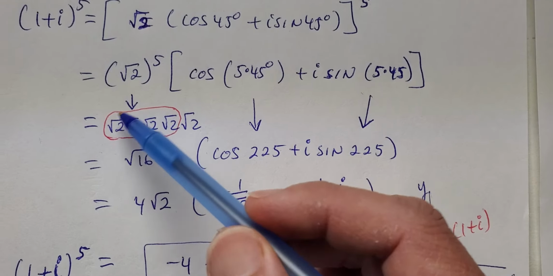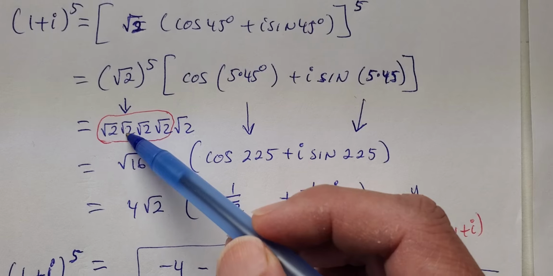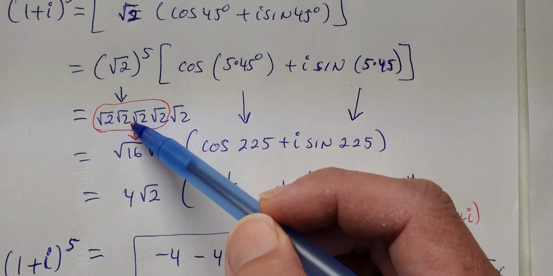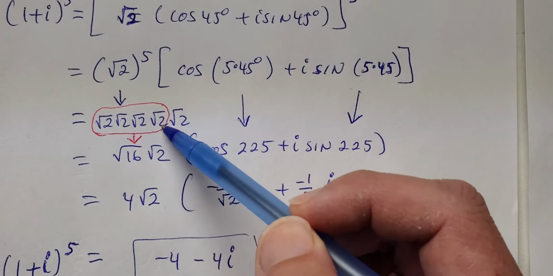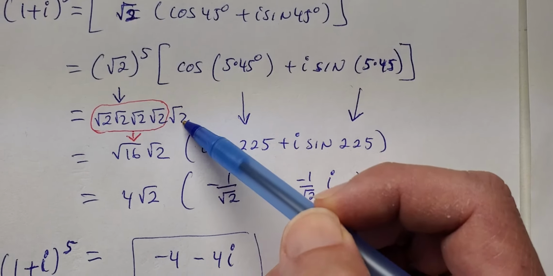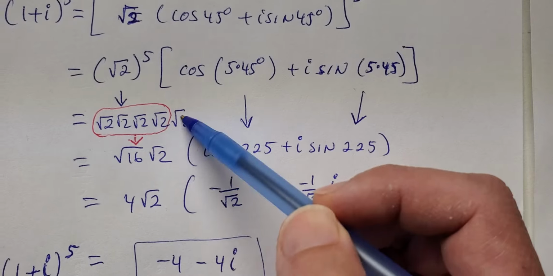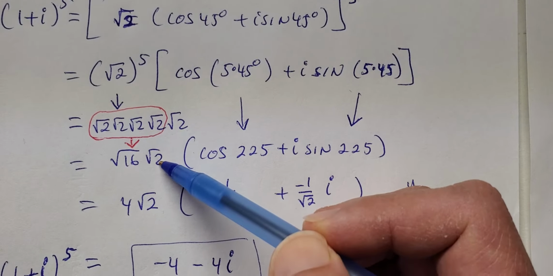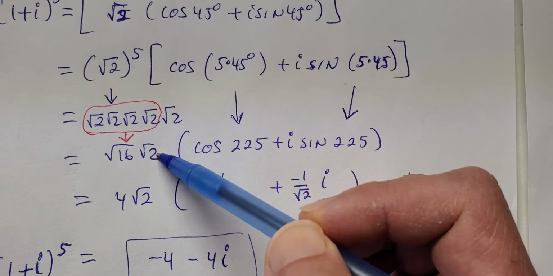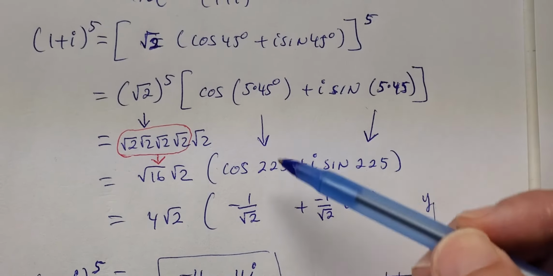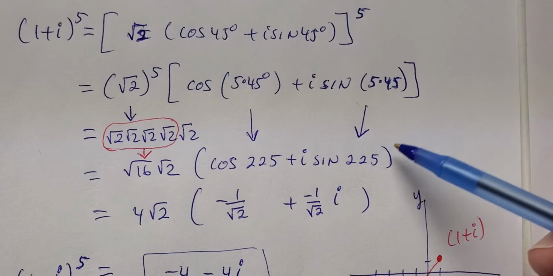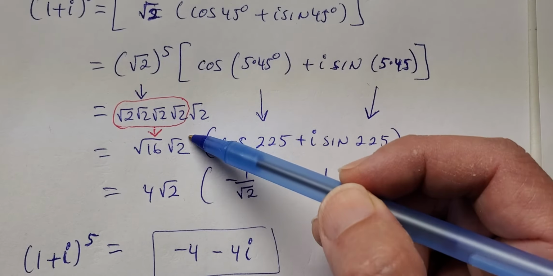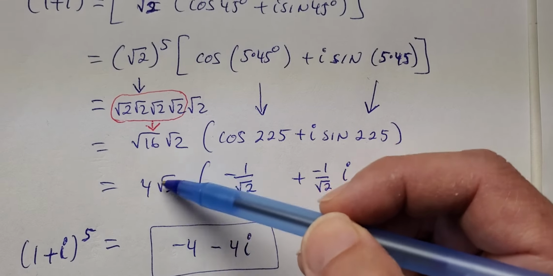However, we can simplify this. 2 times 2 times 2 times 2 gives me 16: 2 times 2 is 4, 4 times 2 is 8, 8 times 2 is 16. The square root of 2 is left over; this extra square root of 2 where I am circling, leave that one alone. 5 times 45 is 225, and 5 times 45 is also 225. What is the square root of 16? 4. What is the square root of 2? Leave it alone. We don't want decimals.